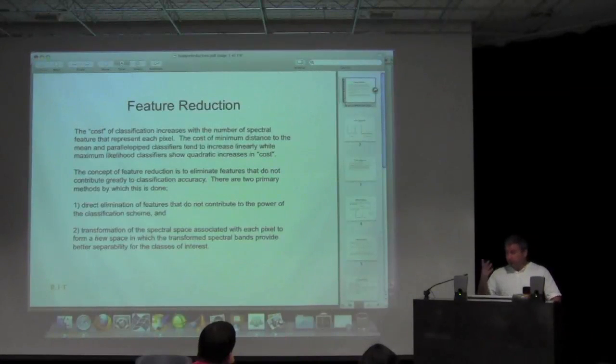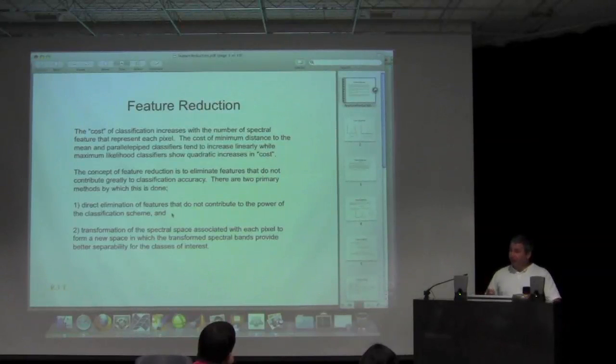The other one is to do a PCA on it and create a new transform set of data and use the ones that explain most of the variance in that data set. That's another method to use. So we've already gone over number 2 here. So what I want to do now is, how can we best do number 1, direct elimination?